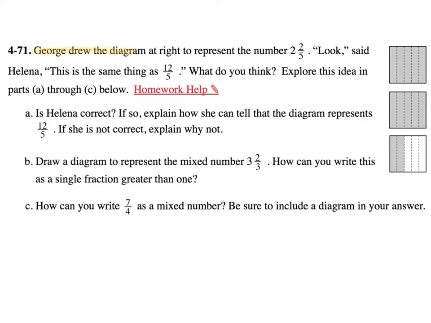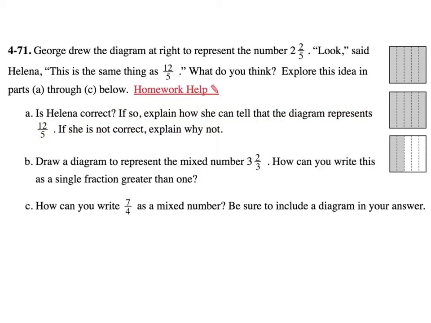George drew the diagram at right to represent the number 2 2/5. Look, said Helena, this is the same thing as 12/5. What do you think? Explore this idea in parts A through C below. Is Helena correct? If so, explain how she can tell that the diagram represents 12/5. If she's not correct, explain why not.